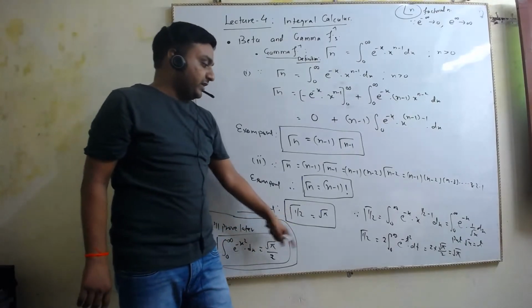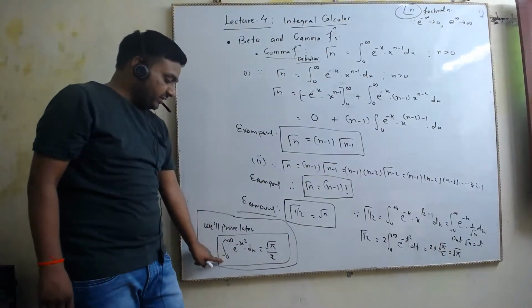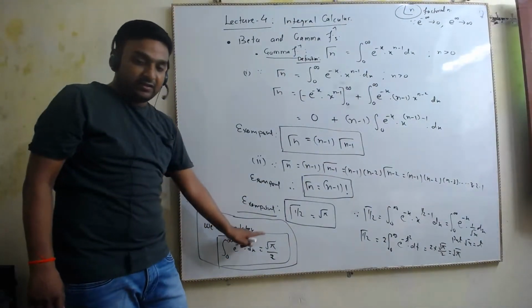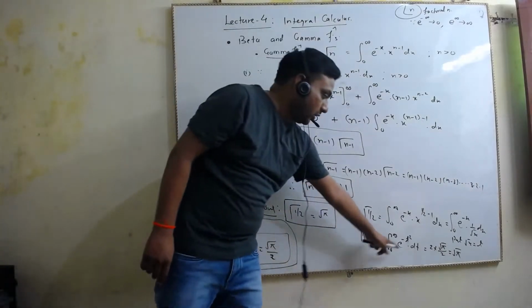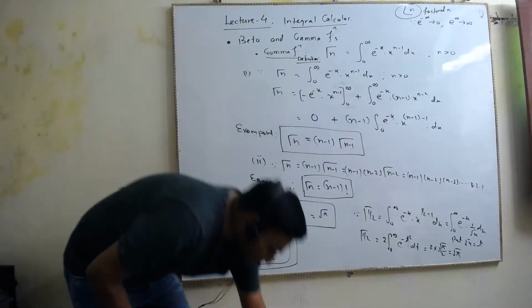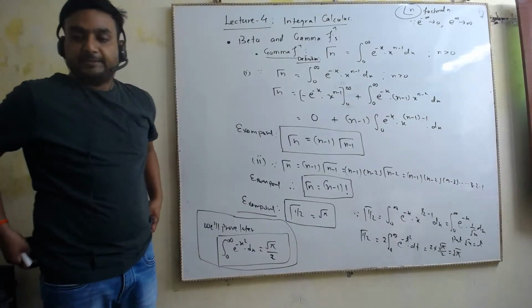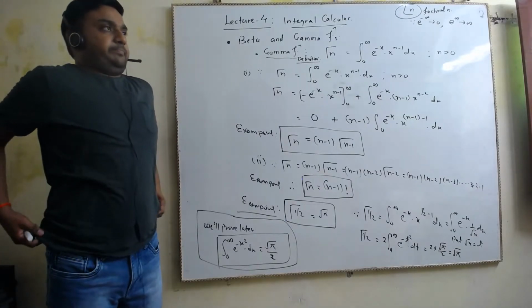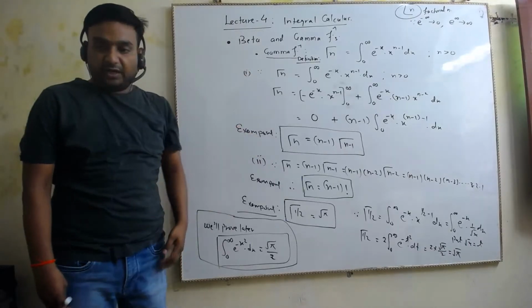How is it coming out? By using the definition, and there is one Gaussian integral, e to the power minus x square dx, that is square root of pi by 2. So using this integration here, I got the value of gamma half as square root of pi. Please note down fast. So in the gamma function, these many points we have to remember.